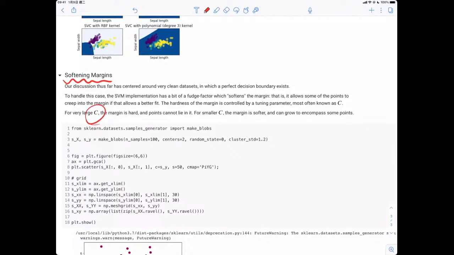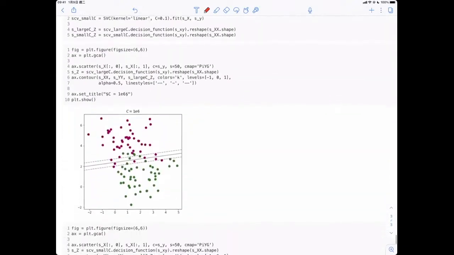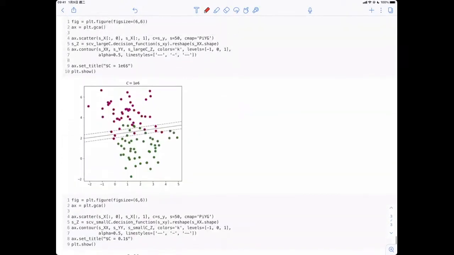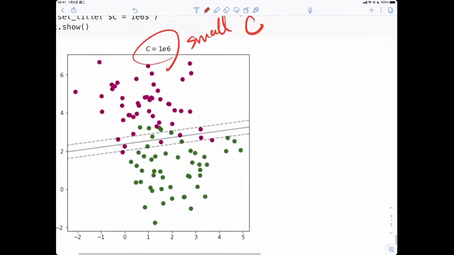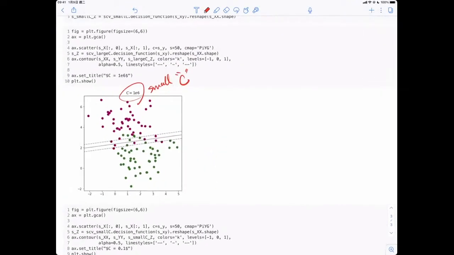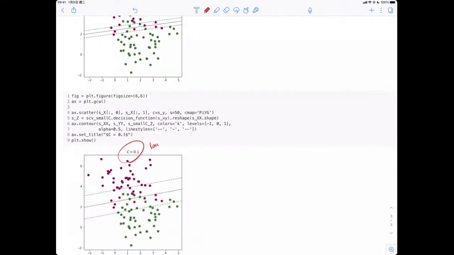So what does that mean? Here, I use a very small C. That means the margin is very, very small. This one is a larger C, so the line looks like this. And usually, we will use a larger C if your data is not clean, is not perfectly separated.